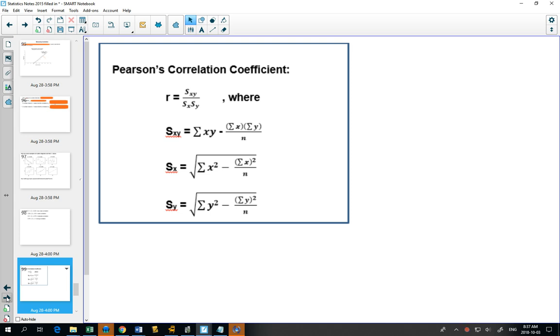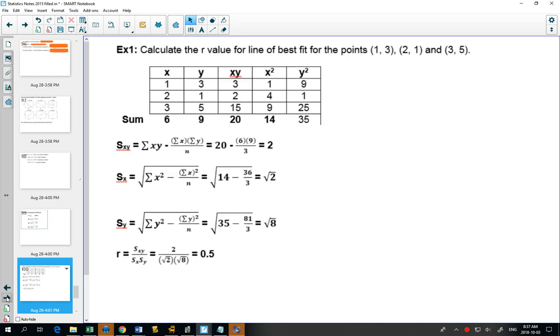Again, so your correlation coefficient is Sxy over Sx over Sy. And what do those things mean? Well, we saw the Sxy in our previous formula, and it was this complicated sum formula. Sx is a square root of a bunch of complicated stuff. All of that put together gives us our correlation coefficient.